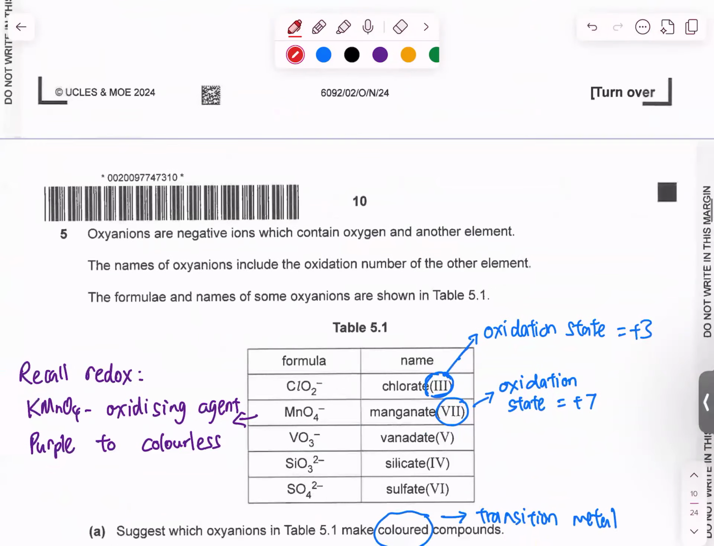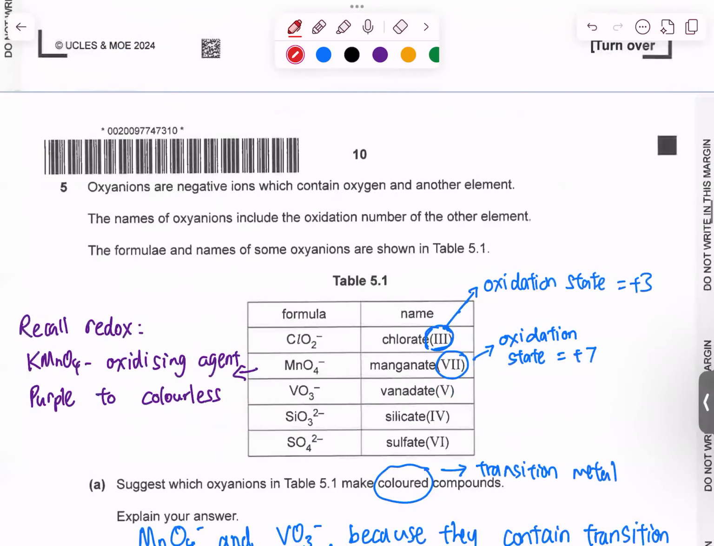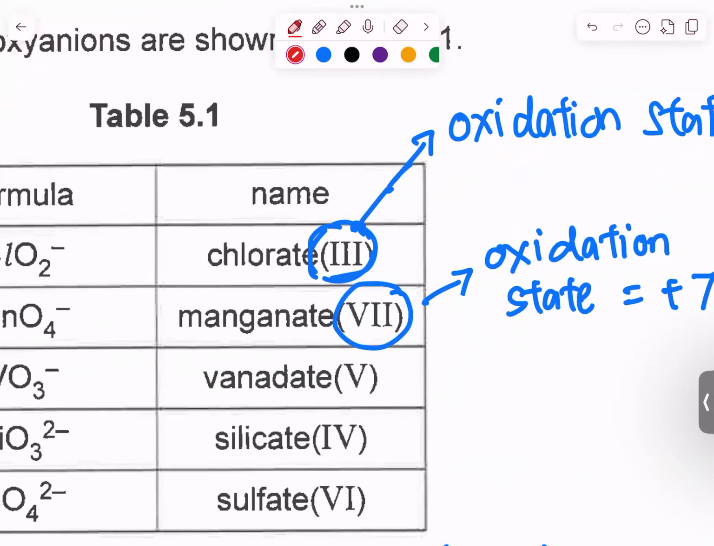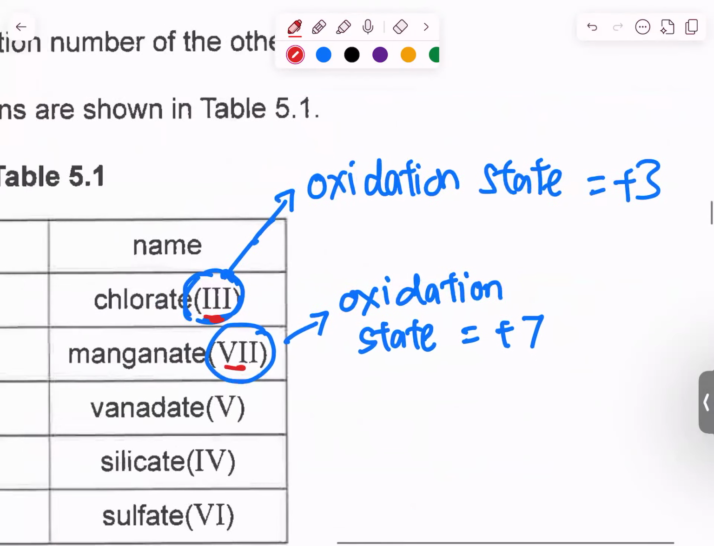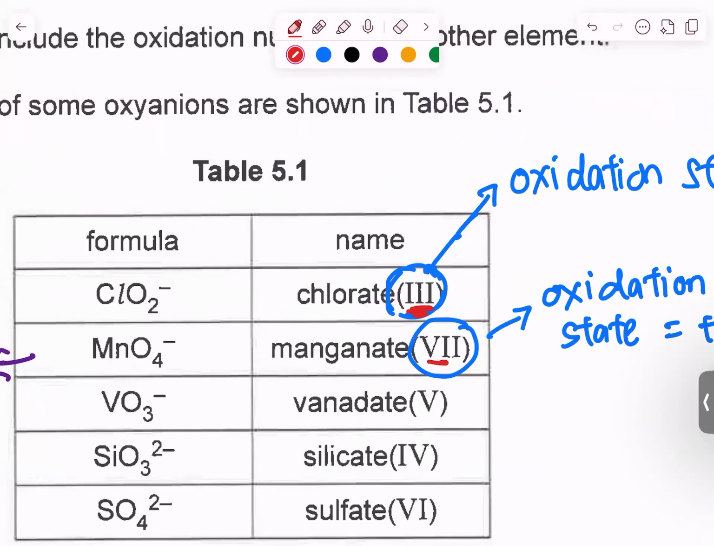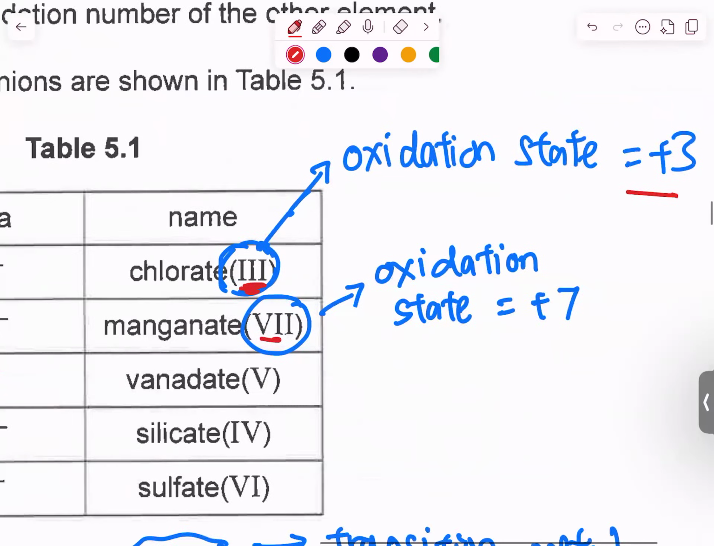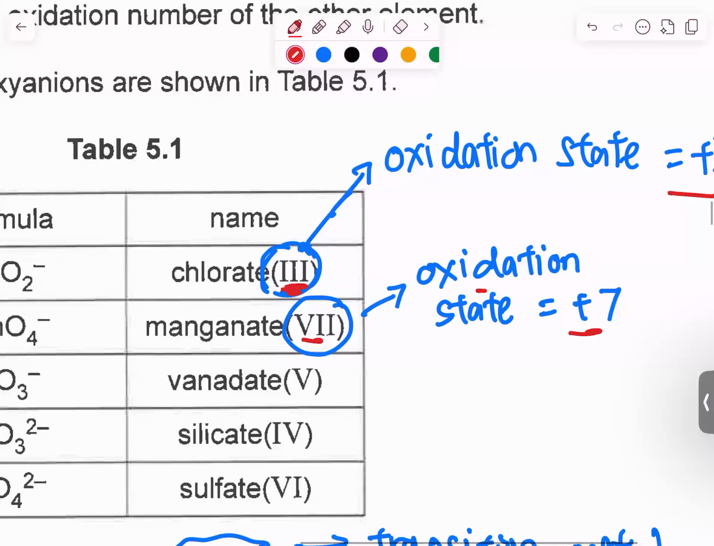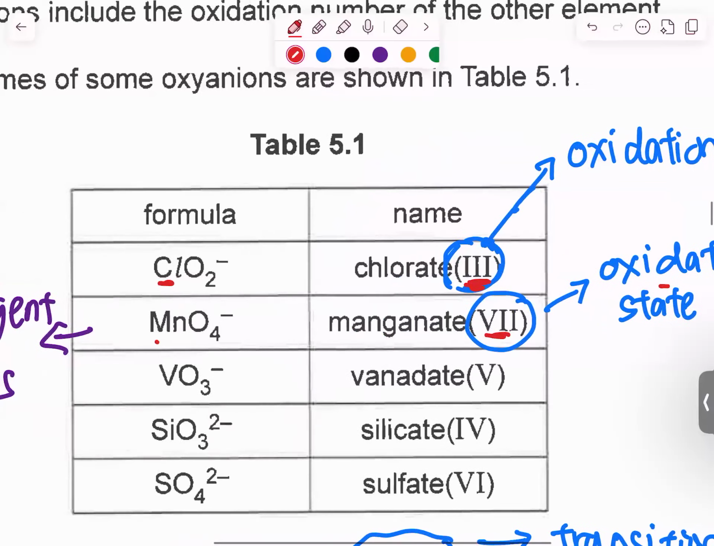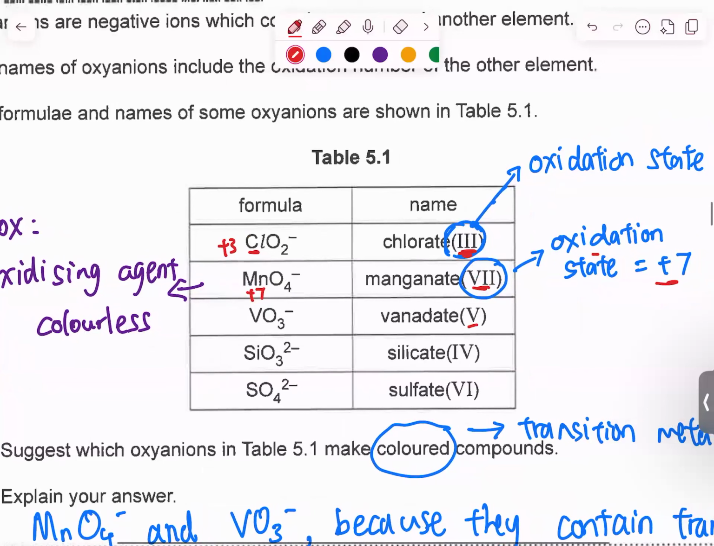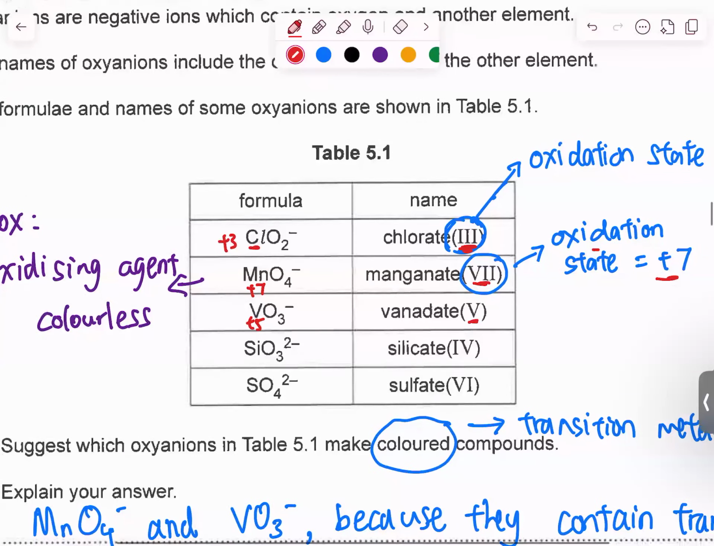Okay, next one, redox. Right, so we have a list of anions over here. So what does this nomenclature naming mean? So the bracket is essentially the oxidation state of the element. So you see the Roman numeral 3 means the oxidation state is 3. Oxidation state of what element? Of chlorine. Likewise, for oxidation state of the manganate, 7, because this is Roman numeral 7. So this one is plus 7, this is plus 3. Likewise, this is plus 5, and so on and so forth.